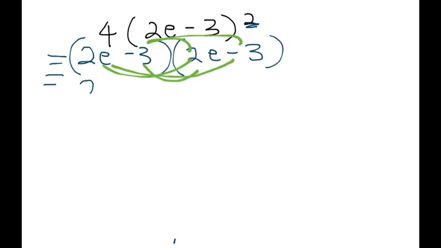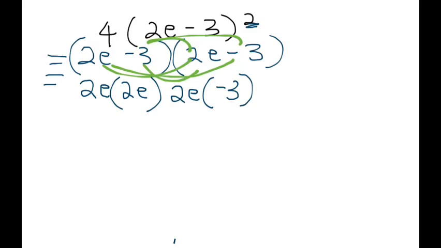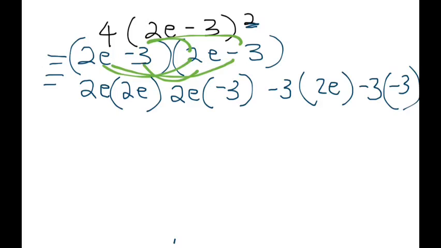So we will say your 2e times 2e, close the bracket. Then we take your 2e again, multiplied by your negative 3. Then we start with your negative 3 multiplied by your 2e, and then your negative 3 multiplied by your negative 3. So you always use the number, if it's a minus or if it's a positive, we use that sign always. So now, your 2e times your 2e.